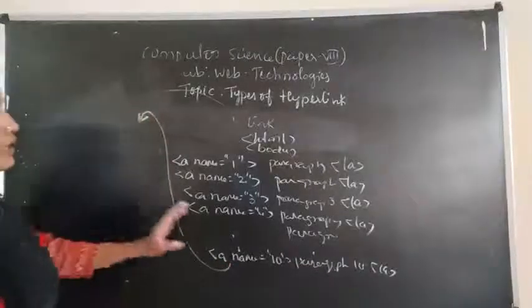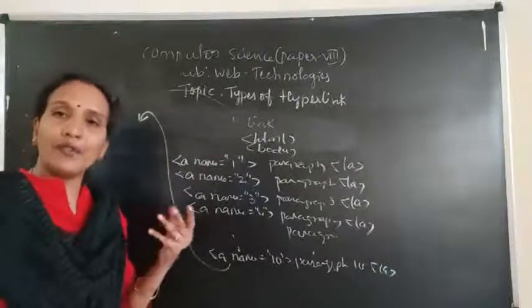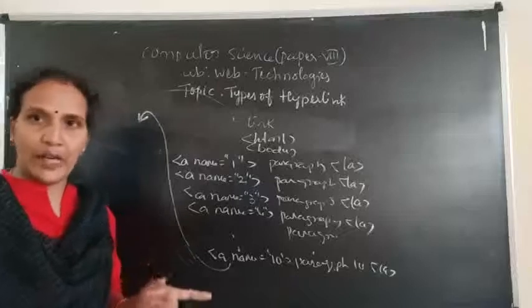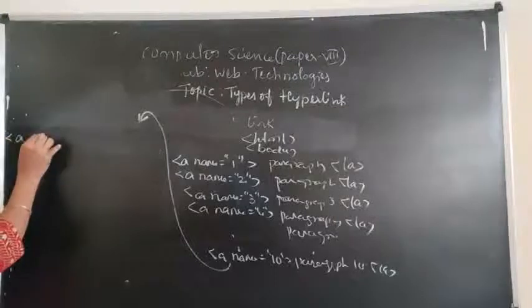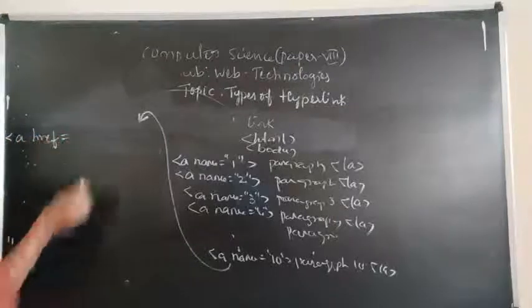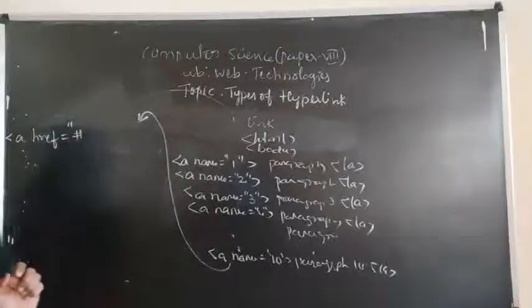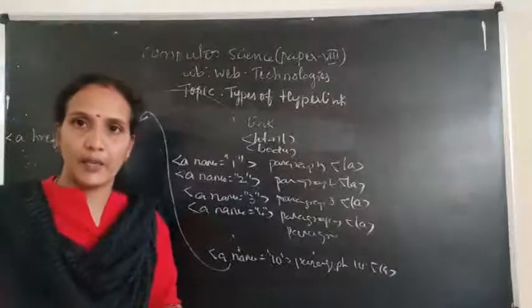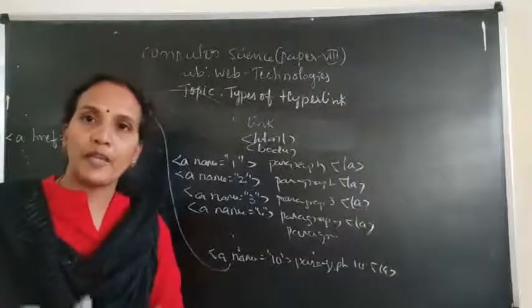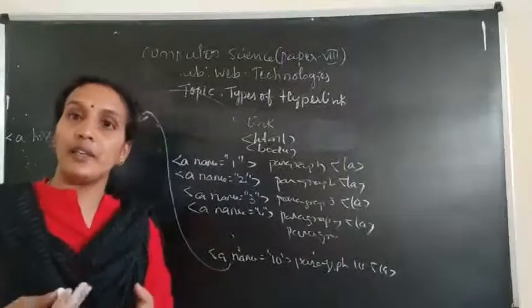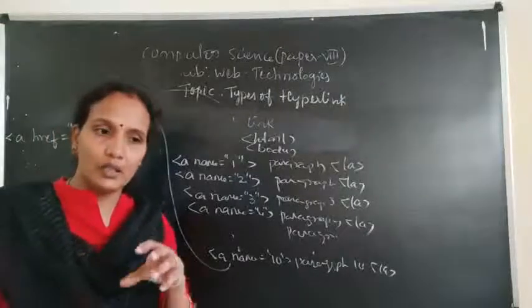It is a continuation. Till now I have given names to 10 paragraphs. After giving names to the 10 paragraphs, now I am giving the link using the linking section. A href equals to double quotes hash. Here hash indicates it is an internal hyperlink. If it is an external hyperlink, we won't give any special symbol. But when you are creating an internal hyperlink, then we give hash.